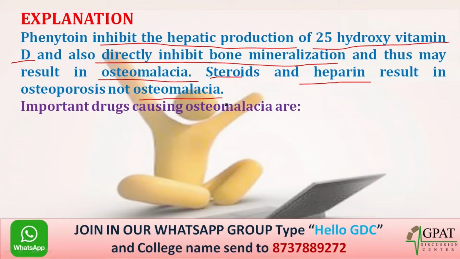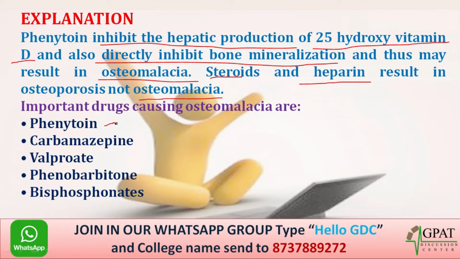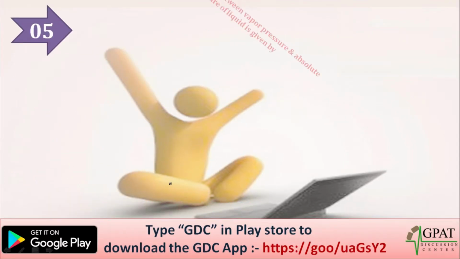So important drugs causing osteomalacia are phenytoin, which is in the options and is the correct answer, carbamazepine, valproate, phenobarbital, and bisphosphonates. So these are the drugs which are responsible for causing osteomalacia. So the correct answer is A, that is phenytoin. So moving on to the next question.